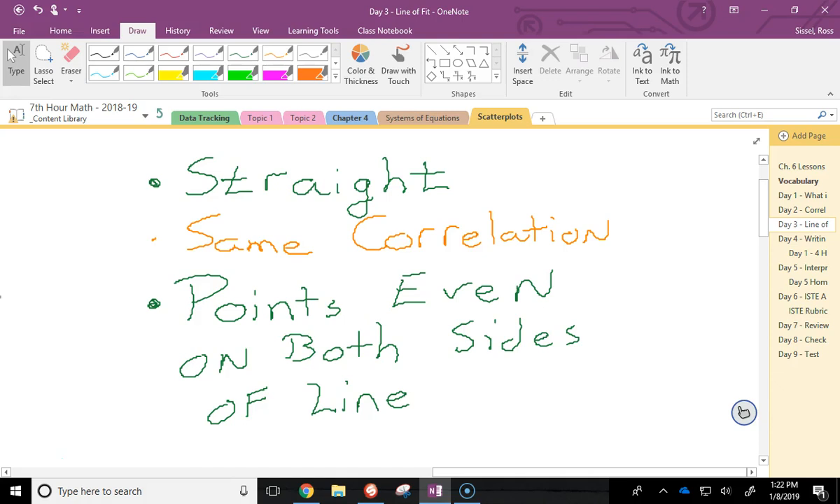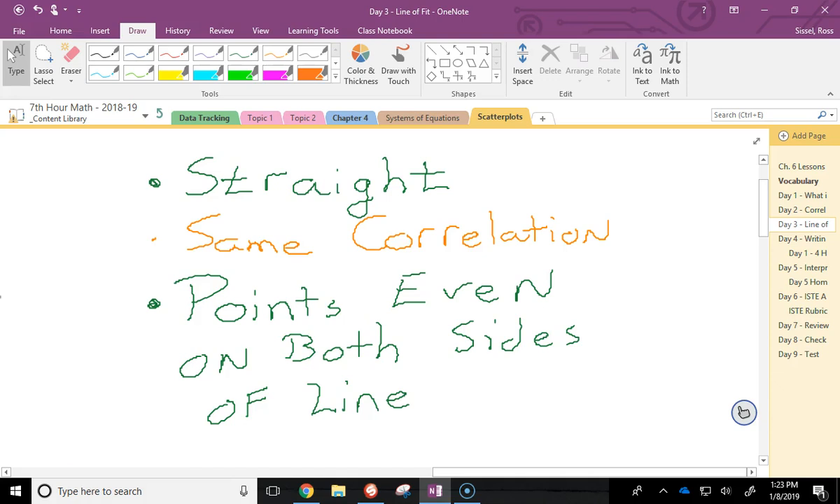And the last one, it's kind of 2 parts. When I say the points are even on both sides of the line, what I'm meaning by that, there's 2 things. 1, your line should cut through the middle of all your points. All your points are as close to that line as possible. Your line should have about the same amount of points on top as it is below it.